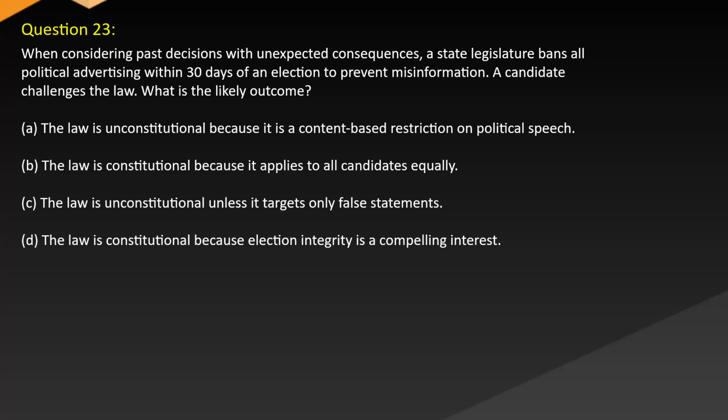Question 23. When considering past decisions with unexpected consequences, a state legislature bans all political advertising within 30 days of an election to prevent misinformation. A candidate challenges the law. What is the likely outcome?